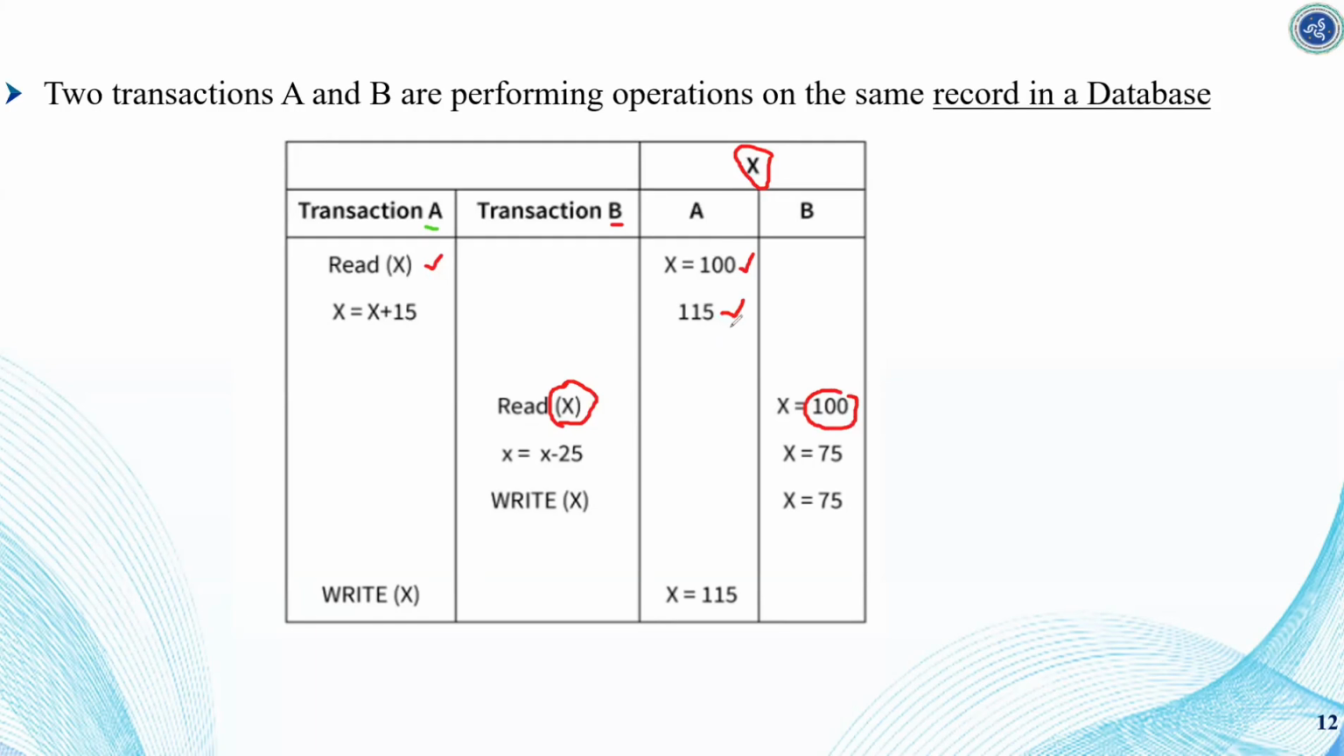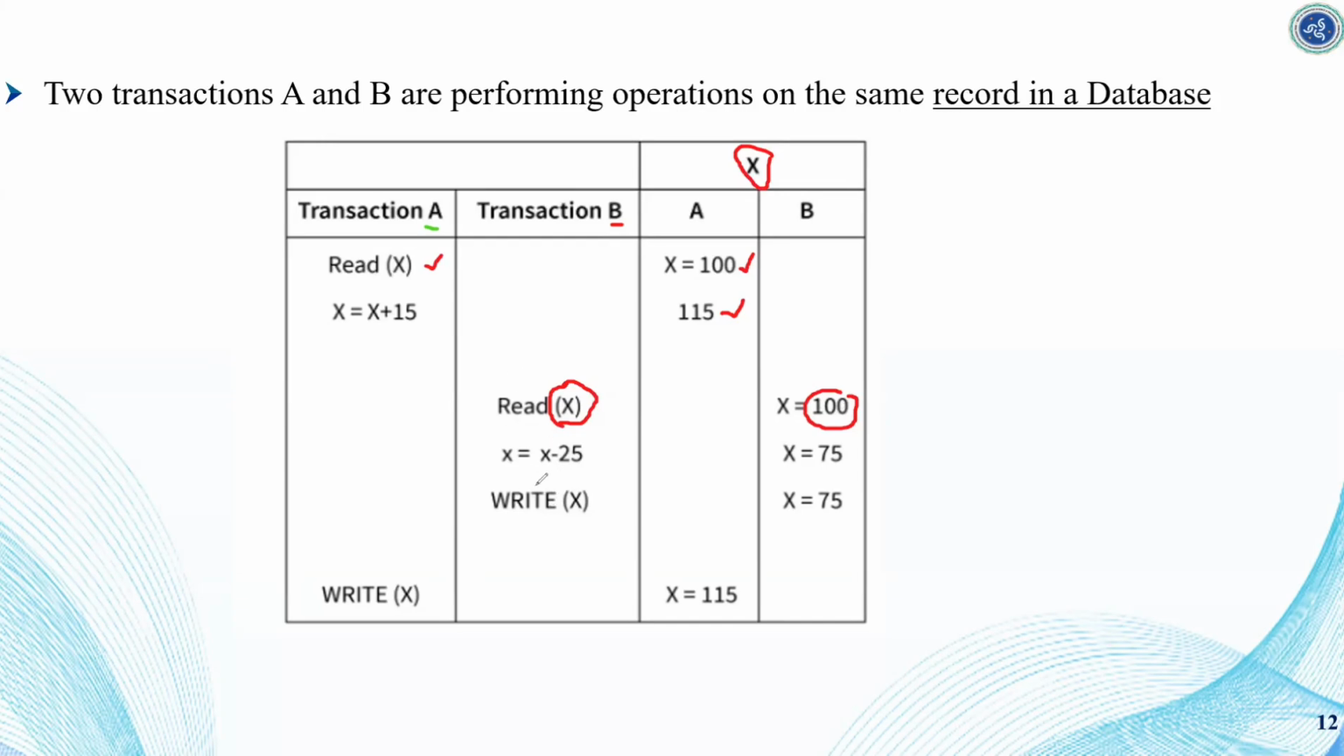Why is it so? Because transaction A has not ended or committed, so this updated value is not written back to the disk. Therefore, it will get the older, original value, that is X is equal to 100. Now I am trying to deduct, X is equal to X minus 25. So 100 minus 25 is 75. So X is equal to 75.